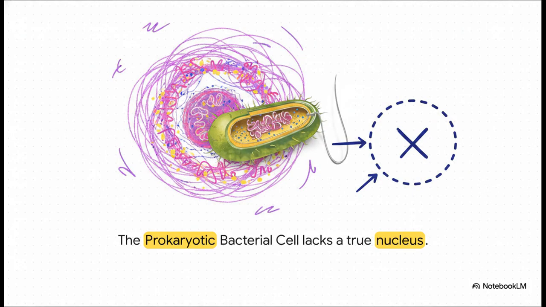Take a look at this bacterial cell. It perfectly visualizes a prokaryote. Notice how there is no distinct nucleus holding its DNA. It's just not there. Instead, the genetic material is just floating freely in a region called the nucleoid, without any protective membrane around it. It's simple, sure, but incredibly effective.